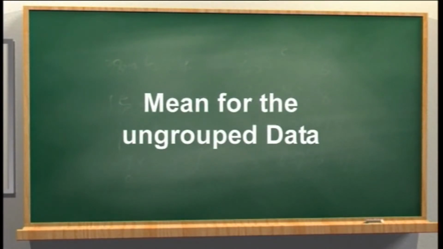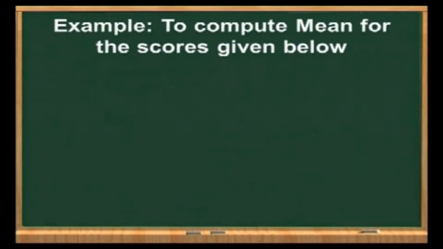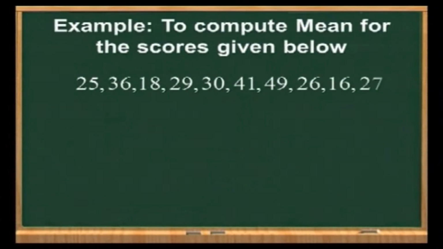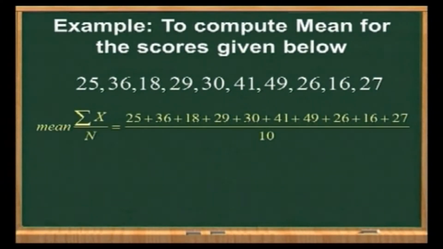Let us now calculate mean for ungrouped data. When raw data are given, the mean is computed by adding all the individual values and dividing by the total number. Let us look at an example. Let us compute the mean for the scores given below. The scores are 25, 36, 18, 29, 30, 41, 49, 26, 16 and 27. Mean is calculated by sigma x by n, that is, sum up all the individual values and divide it by n, where the size is 10.